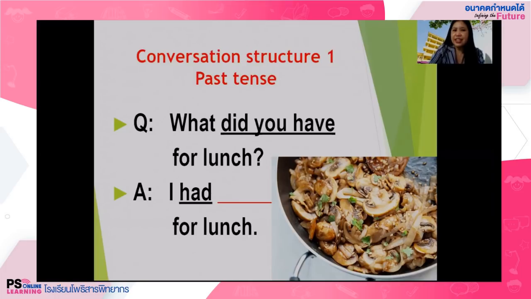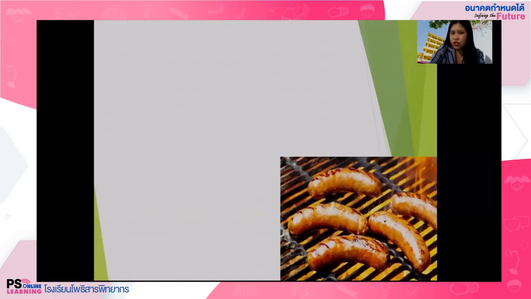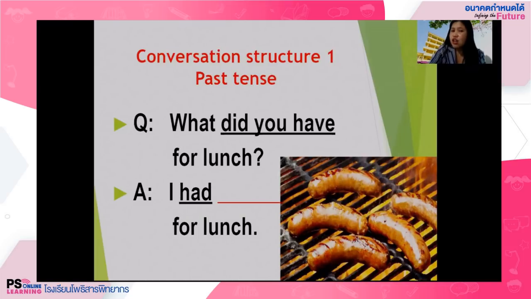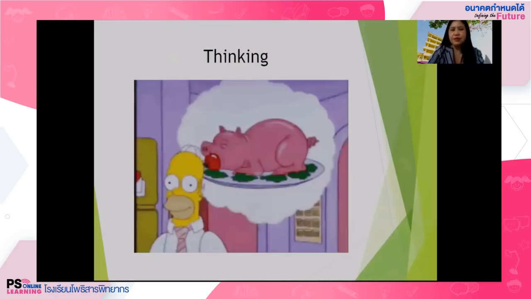Very good. Okay, this one is sausage. Question is, what did you have for lunch? The answer is, I had, what is the dish? I had grilled sausage or grilled sausages for lunch. Very good. Okay, so I think that's easy. Next one. The next conversation is when you are thinking or when you are planning what to cook, meaning you are not yet cooking, but you are going to cook. So we have two structures here.